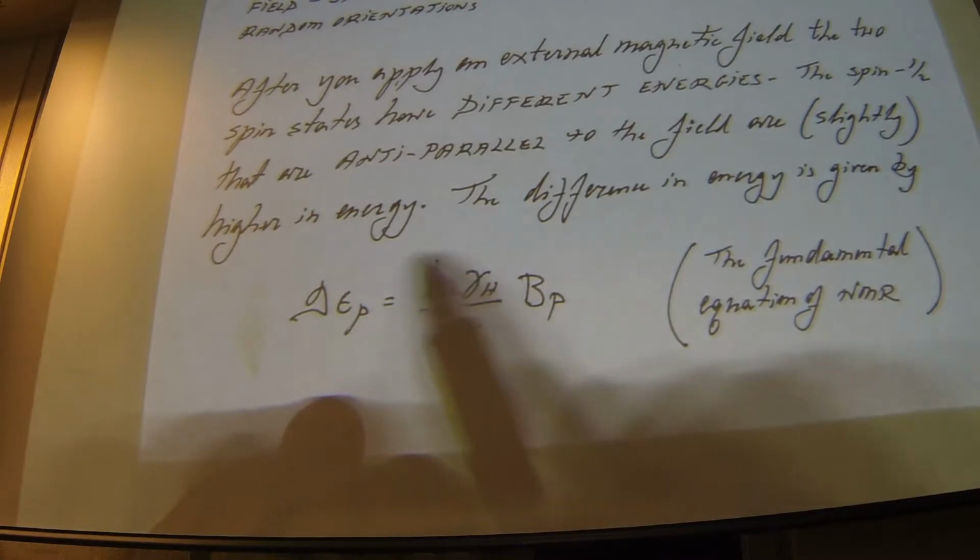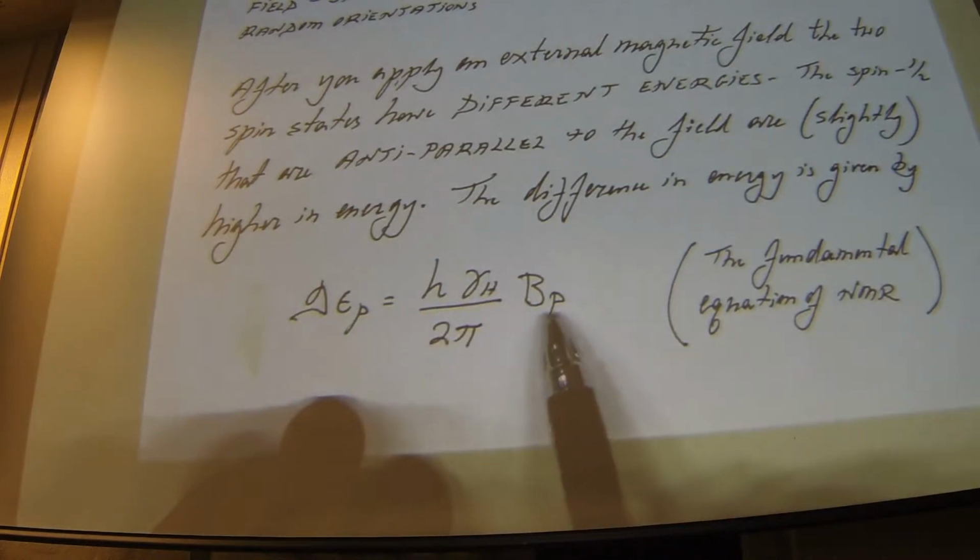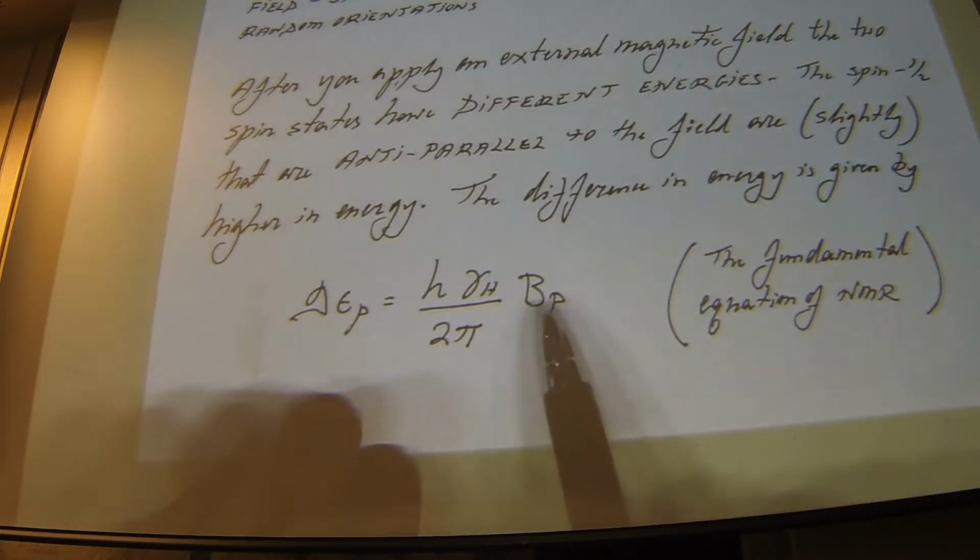And so this whole business is constant. Okay, so for protons, this is a constant. B sub p is going to be the strength of the magnetic field, and it's the magnetic field that the proton experiences. And this is going to be critical.